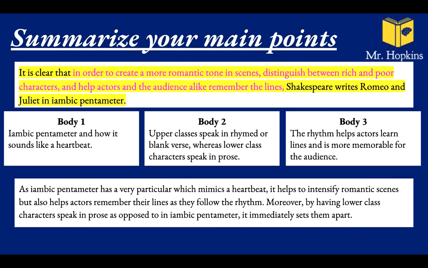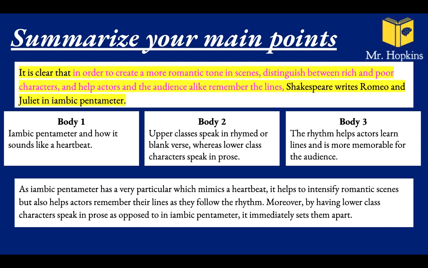The next one then. It is clear that in order to create a more romantic tone in scenes, distinguish between rich and poor characters, and help actors and the audience alike remember the lines, Shakespeare uses iambic pentameter. Body 1 says iambic pentameter and how it sounds like a heartbeat. Body 2 is about the upper classes speaking rhymed or blank verse, whereas lower classes speak in prose. And body 3, the rhythm helps actors learn lines and is more memorable for the audience. So I've just shortened and paraphrased the claims there.